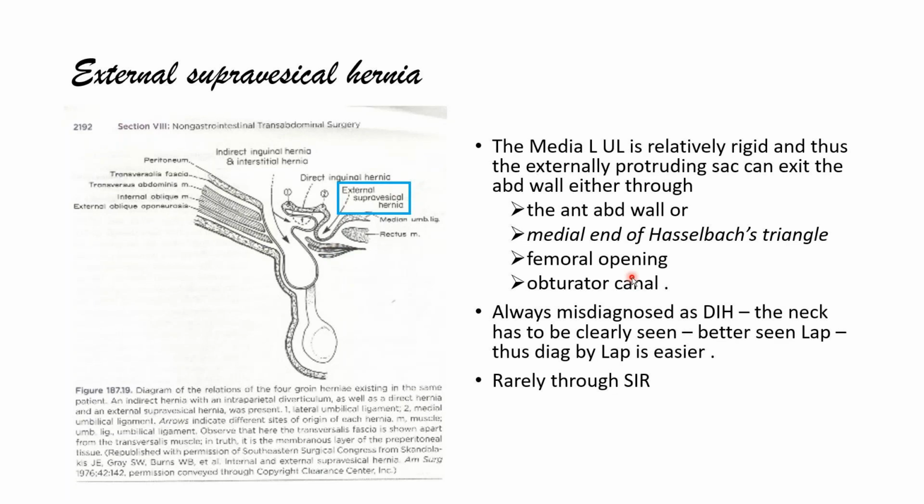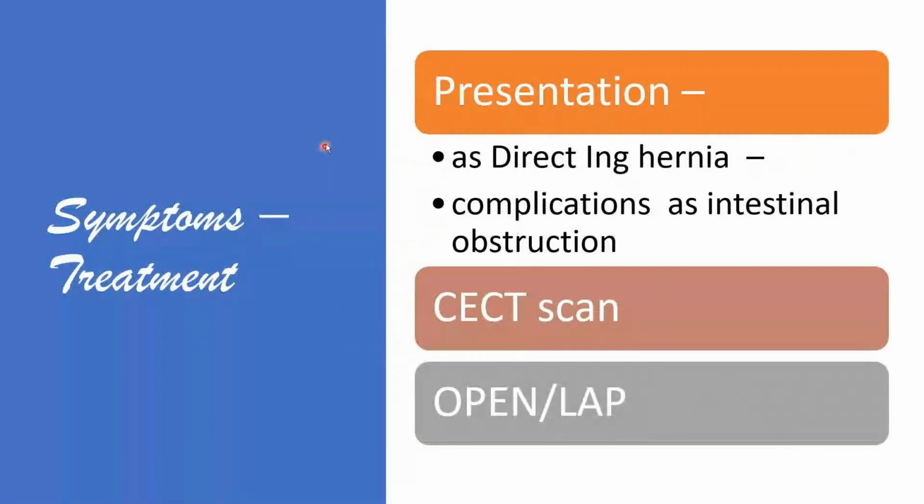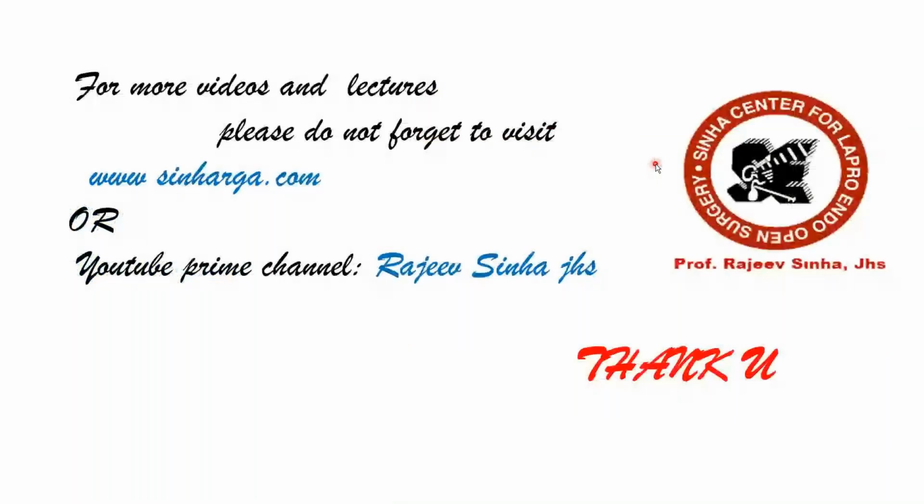And it becomes easier to identify a supravesical hernia by the laparoscopic approach rather than by the open approach, because in a laparoscopic approach you have the defect in front of you and can identify whether the defect is lying medial to the pubic tubercle or lateral to it. So you can easily identify it, right? So it is more identifiable on a laparoscopic approach. The symptoms and presentation are as I told you for the inguinal hernia, the complication is intestinal obstruction, and the diagnosis is either laparoscopic or by a CT scan, right? I think that finishes the groin hernias for you.